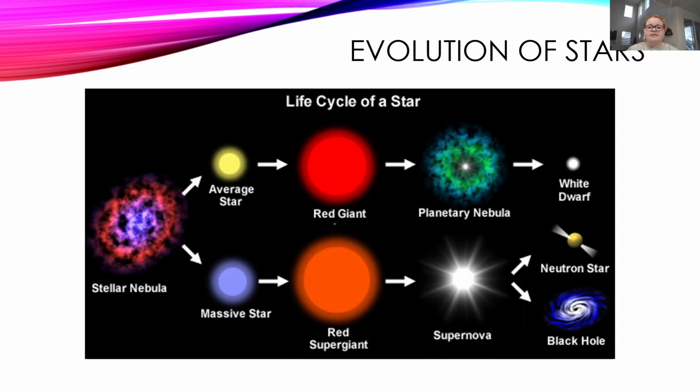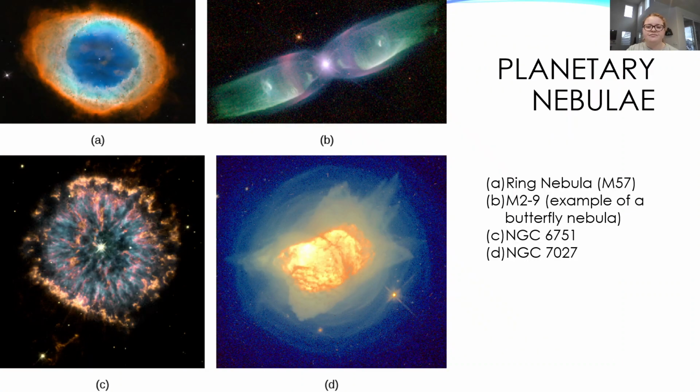It seems like the evolution after it starts to become a red giant or red supergiant, it all goes downhill for them. So they go towards the end of their life pretty quickly. All right, and I wanted to show you guys some planetary nebulae.